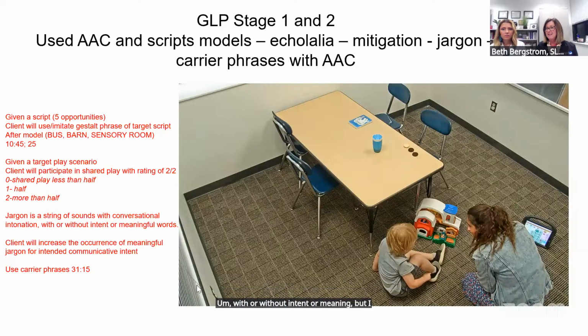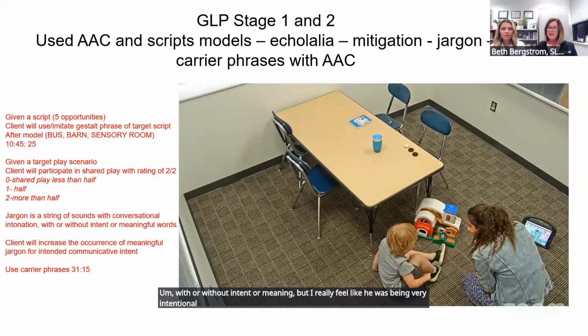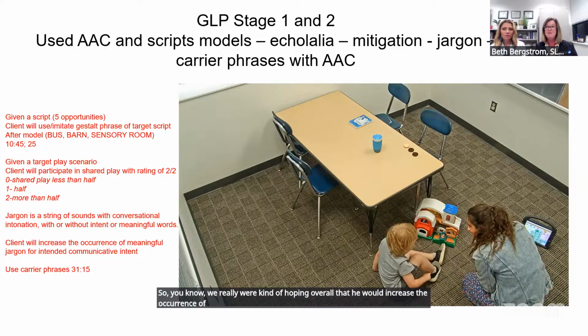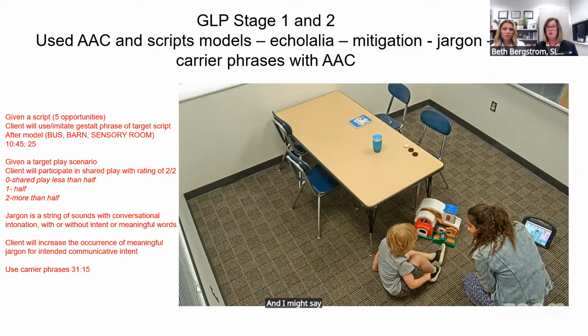But I really feel like he was being very intentional with his jargon. However, it was unintelligible. So we really were hoping overall that he would increase the occurrence of meaningful, and I might say intelligible, jargon for intended communicative intent.